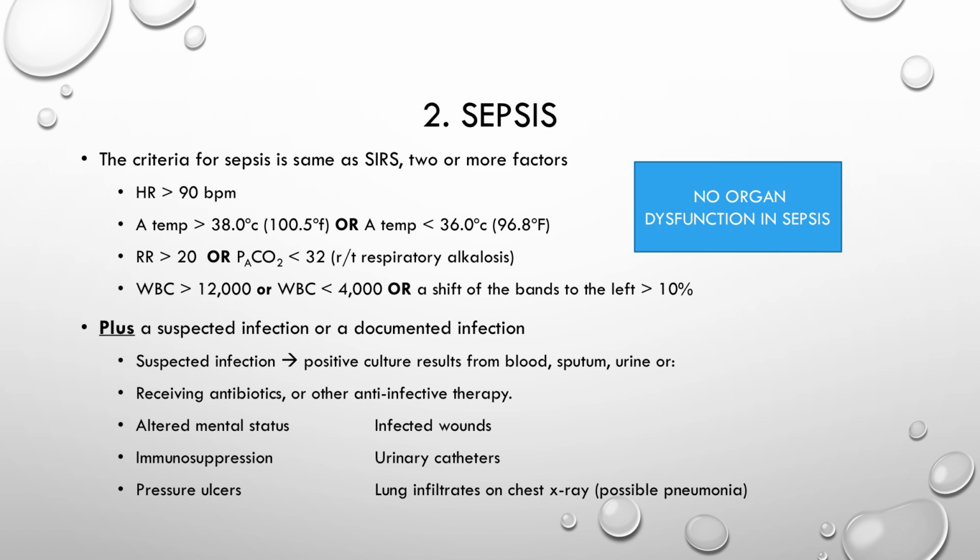So, moving on to sepsis. The criteria for sepsis is the same as SIRS: 2 or more factors, again listed there, plus a suspected or documented infection. You need positive blood cultures from blood, sputum, or urine. You want to have the patient on antibiotics or other anti-infective therapy. You can have altered mental status, infected wounds, immunosuppression, pressure ulcers, urinary catheters, lung infiltrates on an x-ray, which could mean possible pneumonia. So you can have the 2 qualifiers for SIRS above, plus a suspected or documented infection, and that's what you can call sepsis.